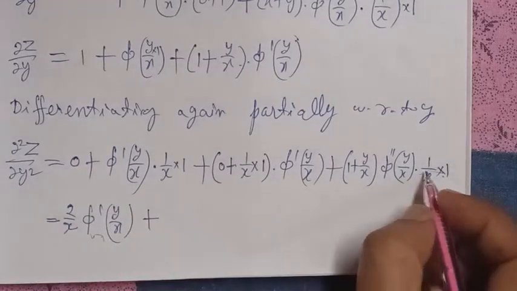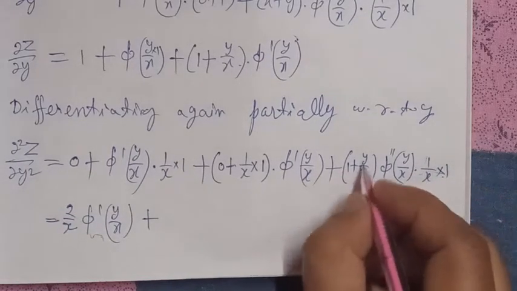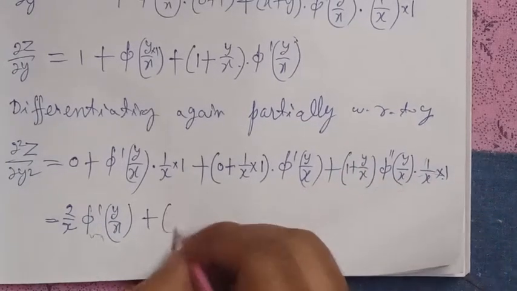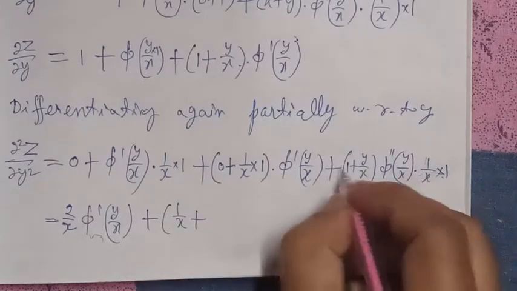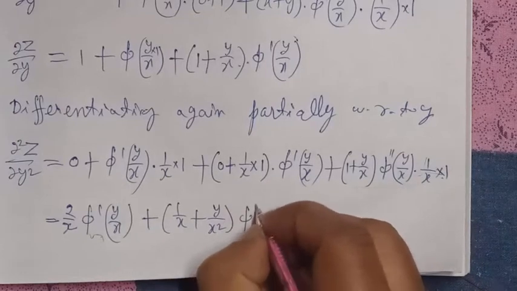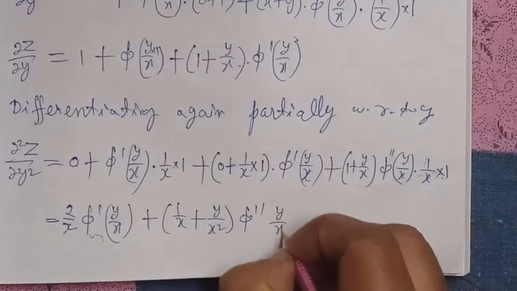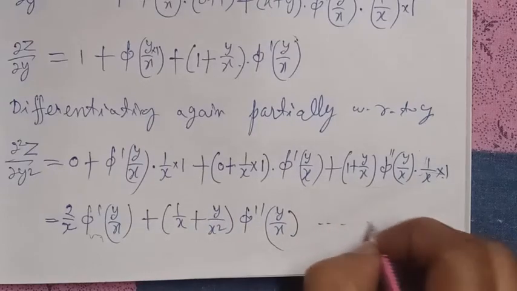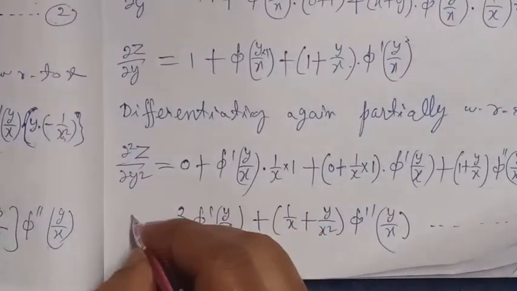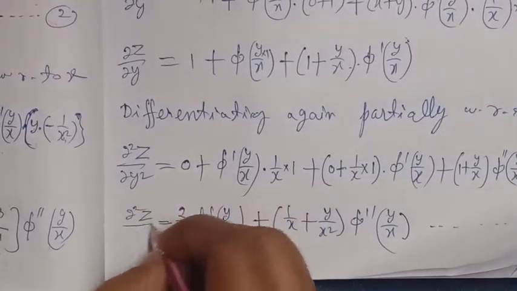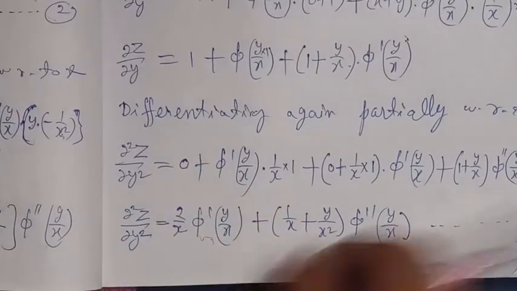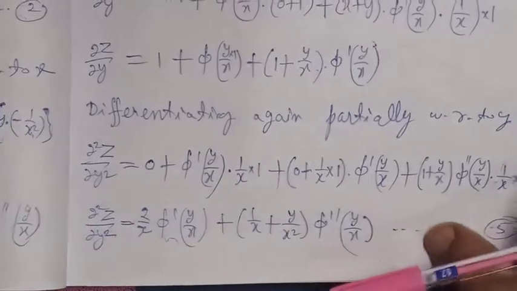Now I want to multiply 1 upon x into these two terms. So multiplying 1 upon x into 1 becomes 1 upon x, and multiplying into this bracket we get y upon x square phi double dash y upon x, and I write this as equation number 5, because I will refer to these equations for proving what we have to prove.